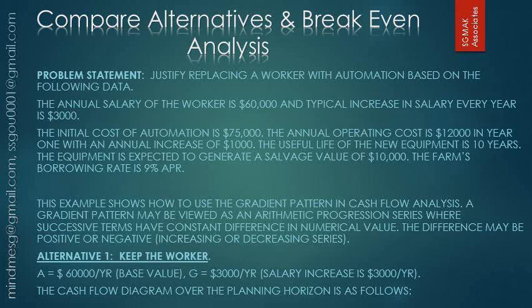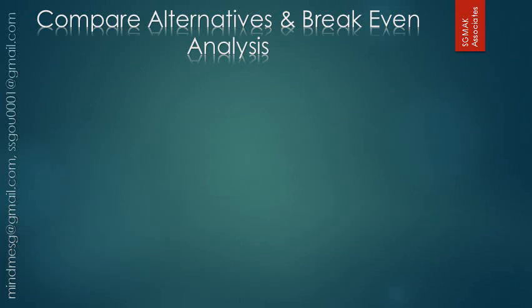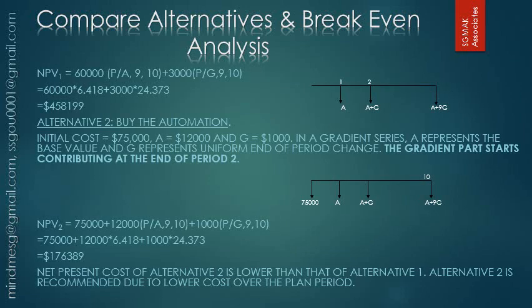So alternative 1, keep the worker. We solve this problem based on net present value of cost over a planning period of 10 years. So keeping the worker, the base value is $60,000. You're paying the salary at the end of each year, and the gradient is $3,000 per year. A gradient is typically represented by the base value A and the gradient G, and the gradient kicks in at the end of the second year or second time period.